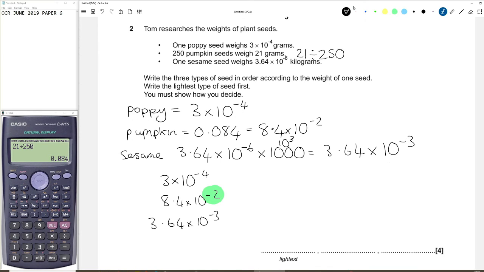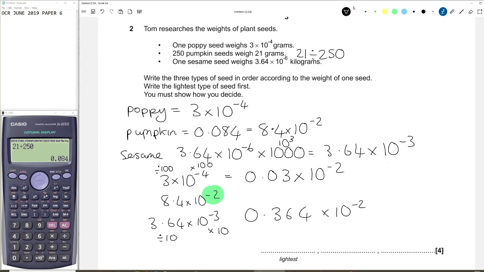Now with converting, you need to make sure that what you do to one side, you must do the opposite to the other side. So if I need to times this one to get to minus 4, I need to times by 100. I must divide this one by 100. So it balances out with standard form. So when I do that, I will get 0.03 times 10 to the power of minus 2. Now with this one, I need to times by 10. So I need to divide by 10 here. I would get 0.364 times 10 to the power of minus 2.